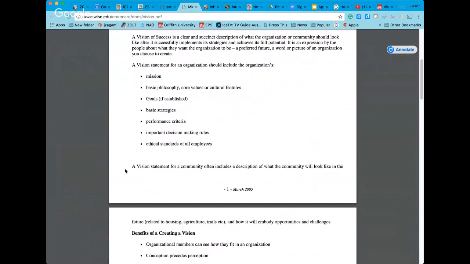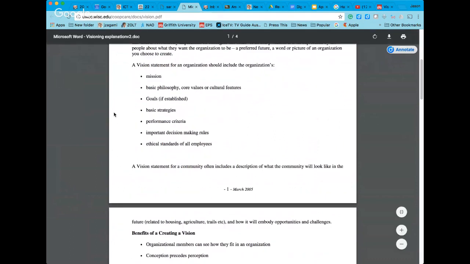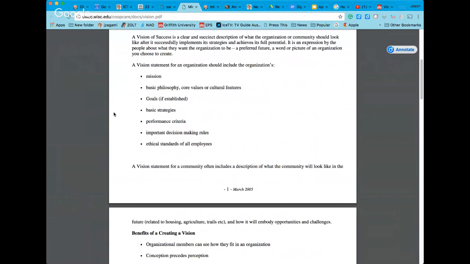For your assignment, it doesn't need to go into that much detail. Really, your vision establishes your long-term goals of what you would like to achieve, and there should be a little bit about why, related to your philosophy or the values that you hold.